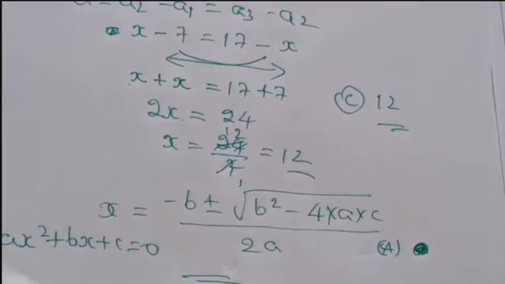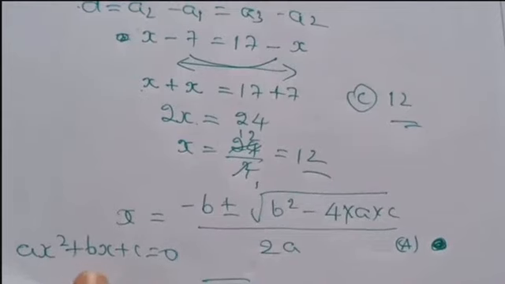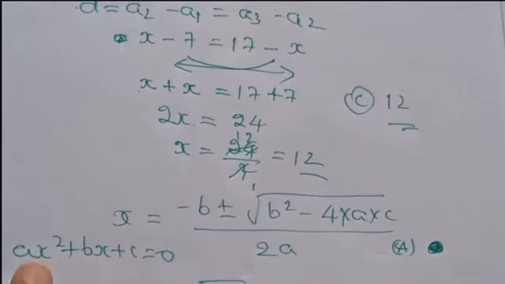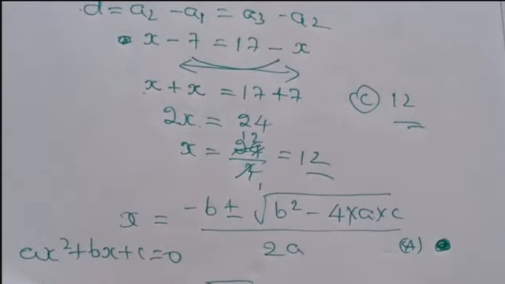So here I'll say another one, children. Here what is there on your screen, or what I'm just showing, this will be the standard form of a quadratic equation. ax square plus bx plus c equals 0 is the standard form of a quadratic equation. The same question can be asked in the examination. What is the standard form of a quadratic equation? The answer will be ax square plus bx plus c equals 0.